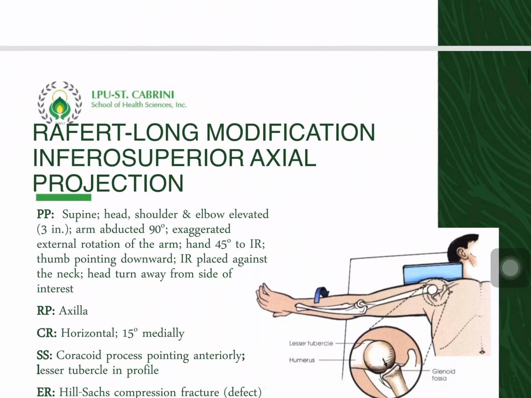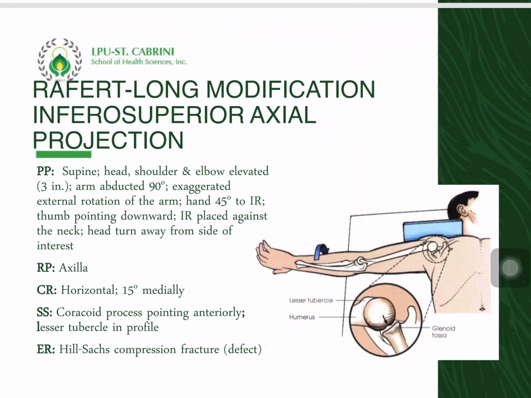An anterior dislocation of the humeral head can result in a wedge-shaped compression fracture of the articular surface of the humeral head. It is called the Hill-Sachs defect. This will be located on the posterolateral humeral head. To see this defect, an exaggerated external rotation of the arm may be required with the same position as the Lorenz method. We have to rotate the arm externally in exaggeration until the thumb points downward. This is what we call the Rafferty-Long modification.